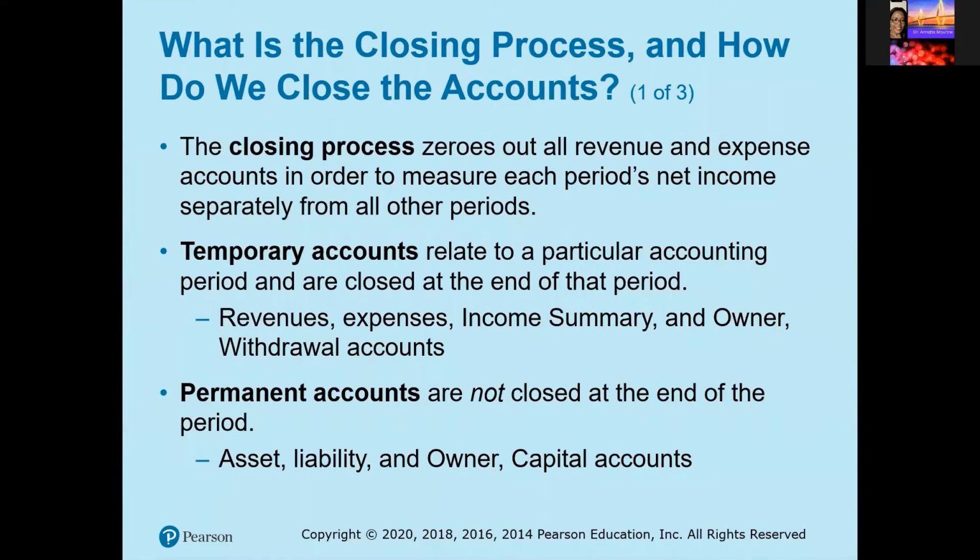In order to measure each period's net income separately from income of all other periods, revenues and expenses are closed. The closing process is a step in the accounting cycle that occurs at the end of the period. The closing process consists of journalizing and posting the closing entries to set the balances of the revenues, expenses, income summary, and owner withdrawals accounts to zero for the next period.